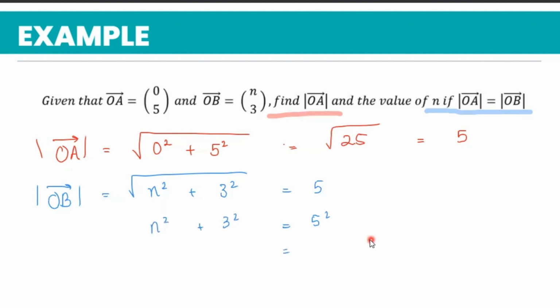And then I would expand all of these values, so that's 25, which is 5 squared. I can take this 3 squared and bring it to the right-hand side. It's going to change to negative 3 squared, that's essentially 9, so negative 9. So n squared would be 25 take away 9. Then I would have n squared is 16. And to find out n, I can square root 16, and this is going to give me an answer of 4. So there we go, n would be 4. And the magnitude of OA is going to be 5 for this question.